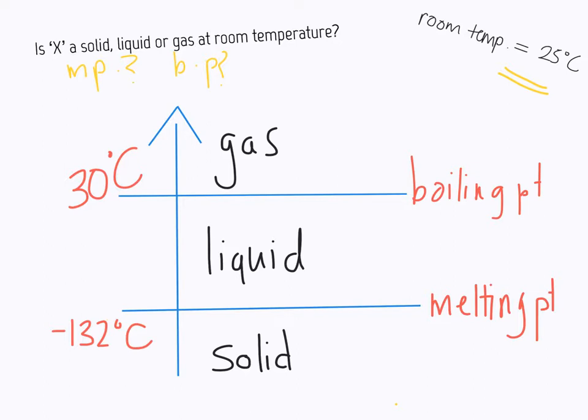Well, look, 25 is above minus 132. Minus 132, I couldn't even imagine. I think I'd just freeze to death. Okay, minus 132 is below 25. 30 is above 25, so look at where room temperature would be. Room temperature would be a liquid. And that's how I want you to work these out. Try and imagine this little table. Use page 5.